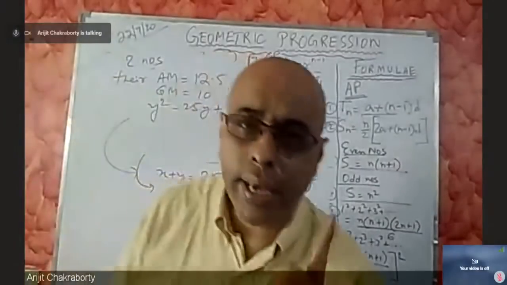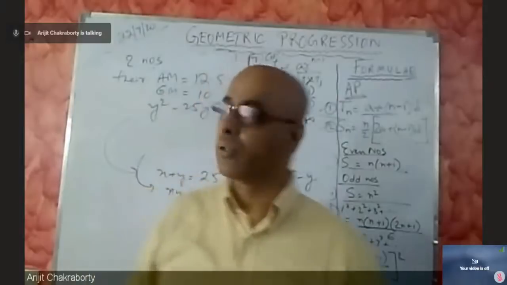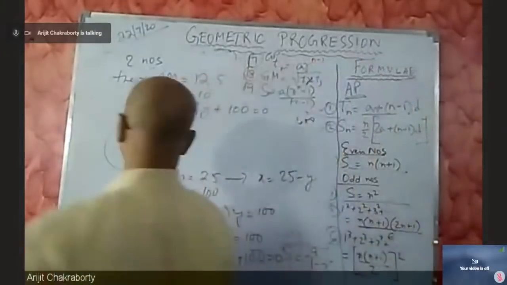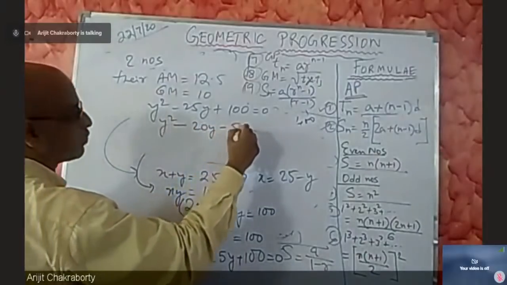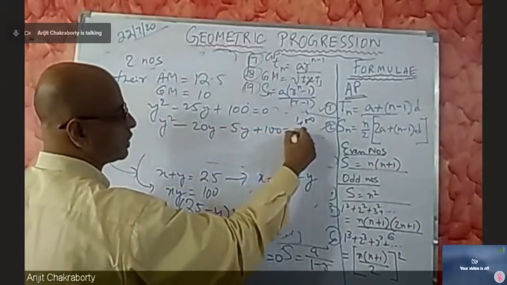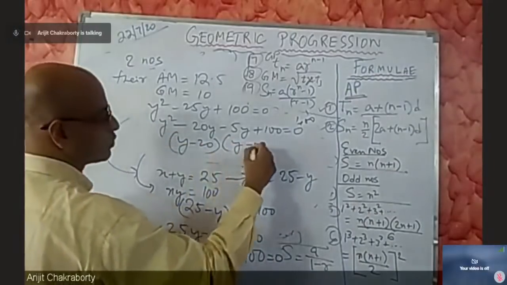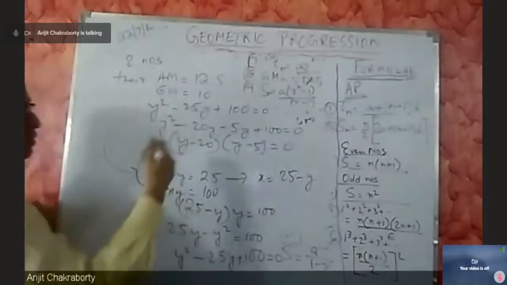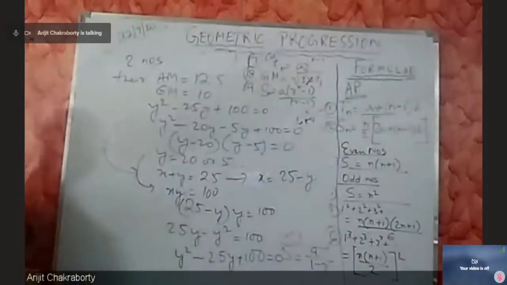Quadratic equation, again we go back to the basics. We talk about alpha, beta, the roots. We have to split the middle term. You can do it like this. y square minus 20y minus 5y plus 100 equal to 0, which means this is (y minus 20) into (y minus 5) equal to 0. So there are two answers, either y is 20 or y is 5.